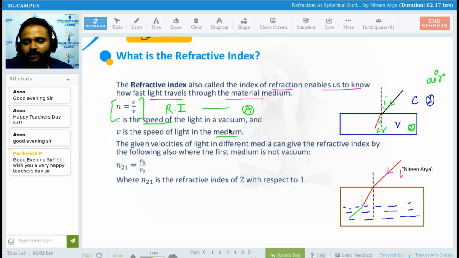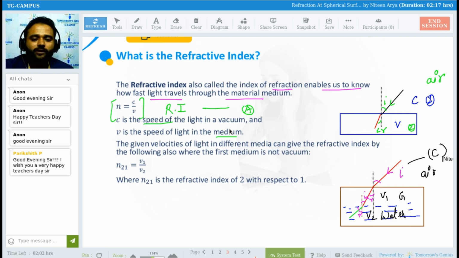The moment light enters, this is your R, and that becomes I also for medium 2. You can say I2, R2. The moment light enters from air to glass, it deviates, or bends a little bit. When it again enters from glass to water, it is the same thing. Here we have a speed of light v1, here we have a speed of light v2, and here we have a speed of light c, which is the speed of light in air or vacuum.